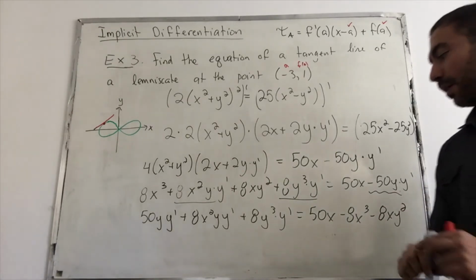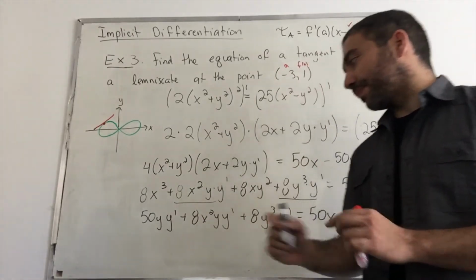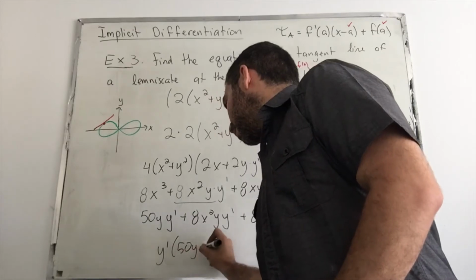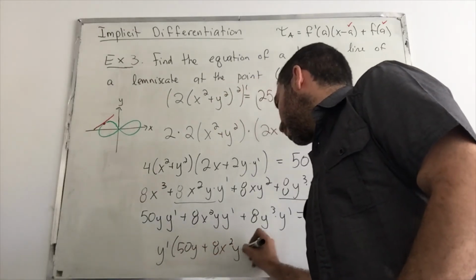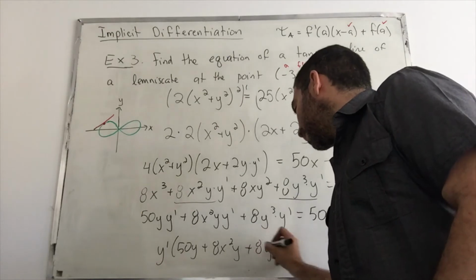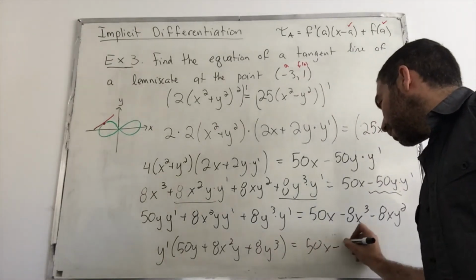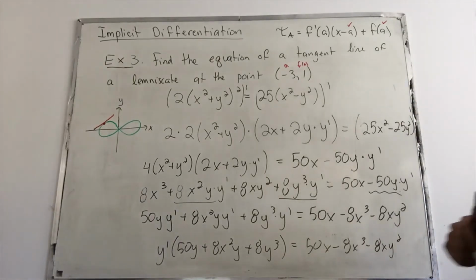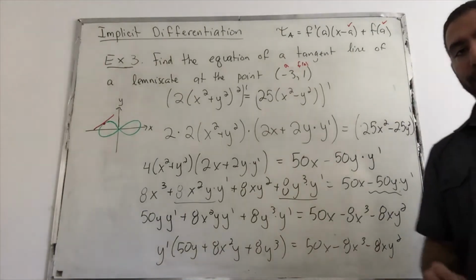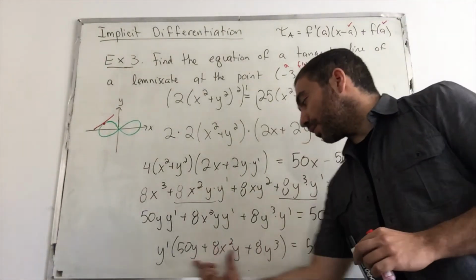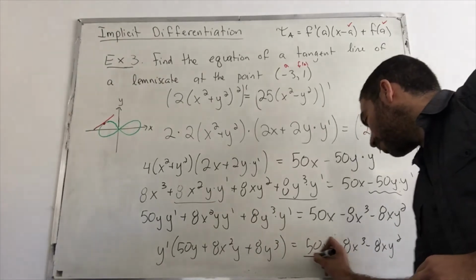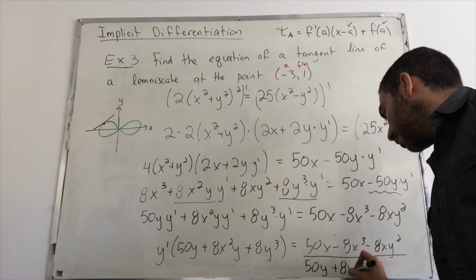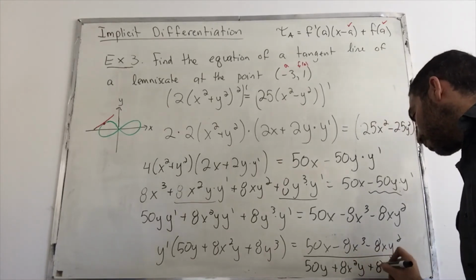Okay. At this stage here, we're going to factor out a y prime, leaving us with 50y plus 8x squared y plus 8y cubed, and that's equal to 50x minus 8x cubed minus 8xy squared. Okay, and then the last step is take this whole thing and divide it over here. So I'm running out of room. I'm just going to go ahead, erase all this, and divide it down here. So this whole term divided by 50y plus 8x squared y plus 8y cubed.